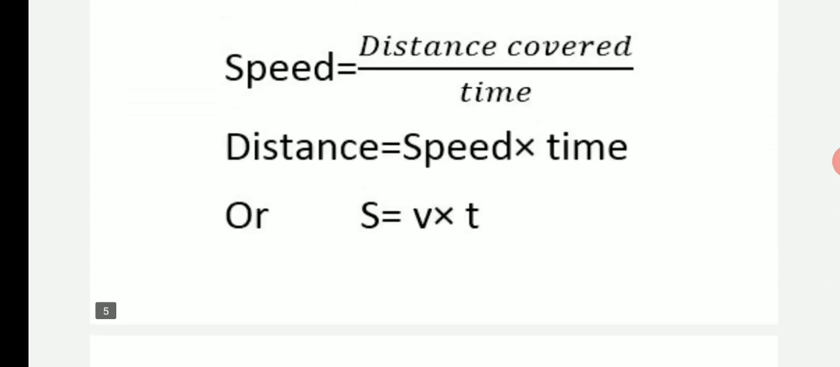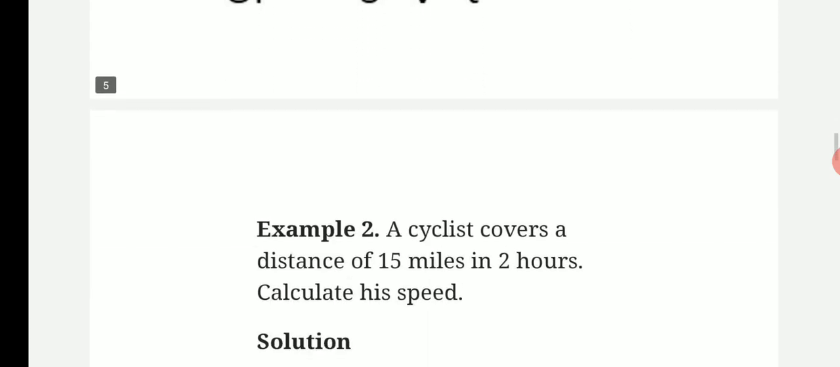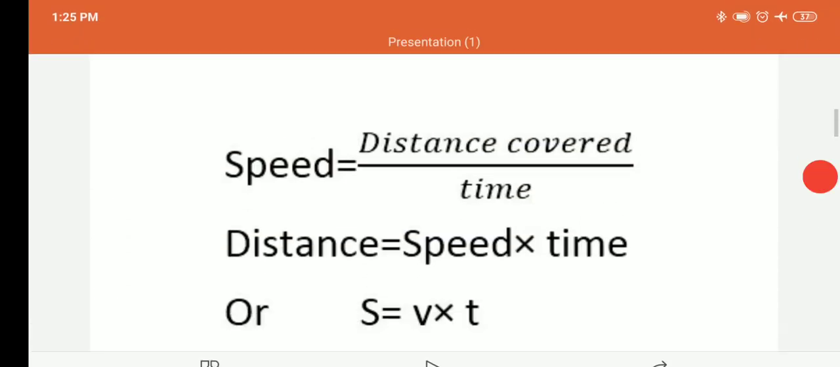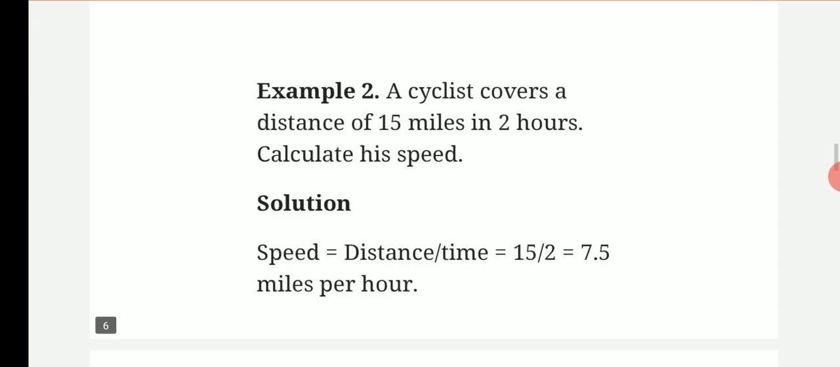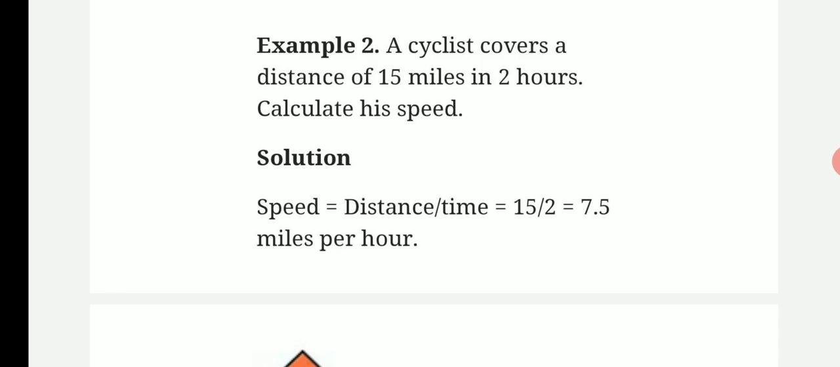In the above slide, I have given you the formula for speed. Speed is distance covered per unit amount of time. So what is the distance given here? The distance given here is 15 miles, and the time given here is 2 hours. So distance by time is 15 miles per 2 hours, which is 7.5 miles per 1 hour.